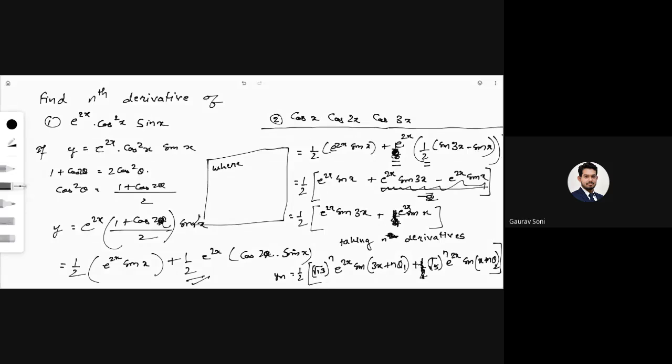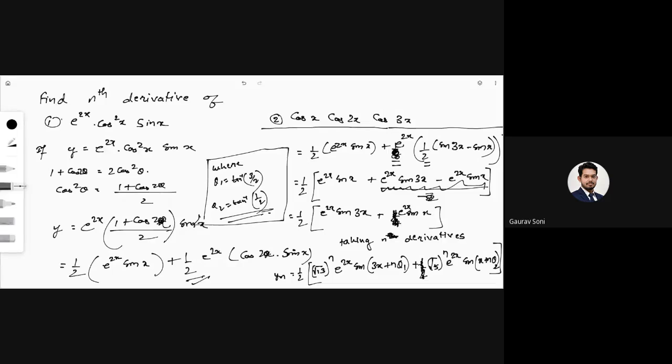Where theta 1 is equal to tan inverse of b by a, which in the first one is 3 by 2, and theta 2 is equal to tan inverse of b by a, which is 1 by 2.